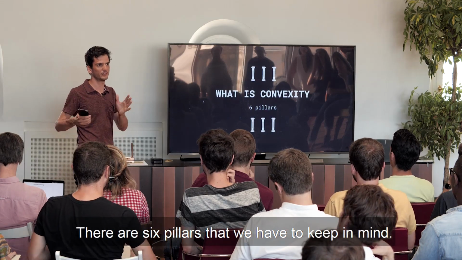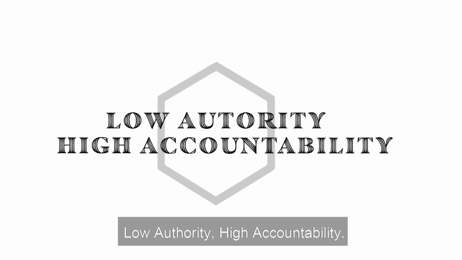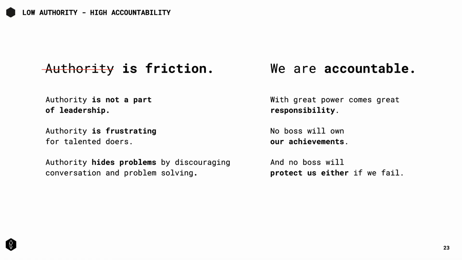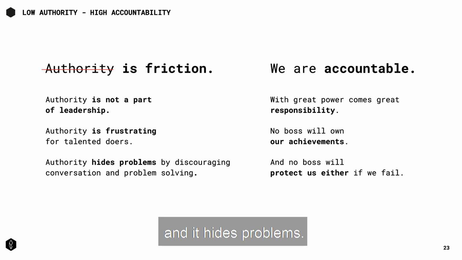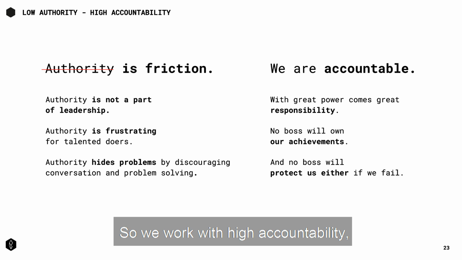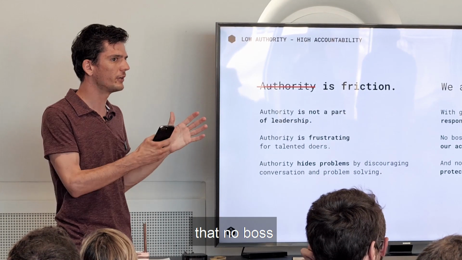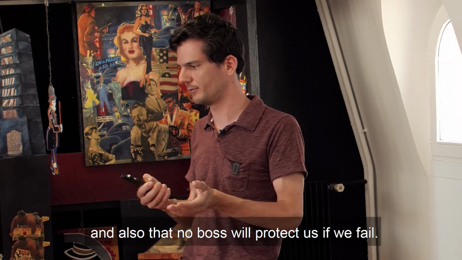There are 6 pillars that we have to keep in mind. The first pillar is low authority, high accountability. Because authority is not a part of leadership. Authority is frustrating for talented doers, and it hides problems. So we work with high accountability, which means that we are responsible, that no boss will own our achievements, and also that no boss will protect us if we fail.